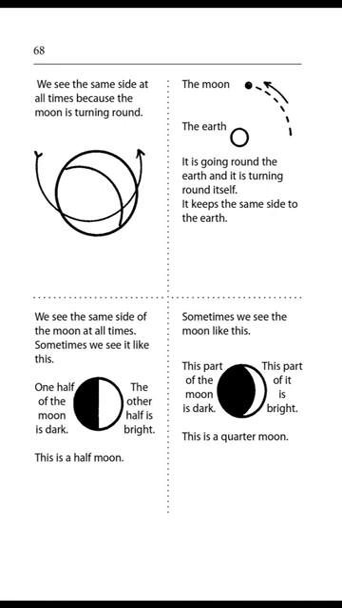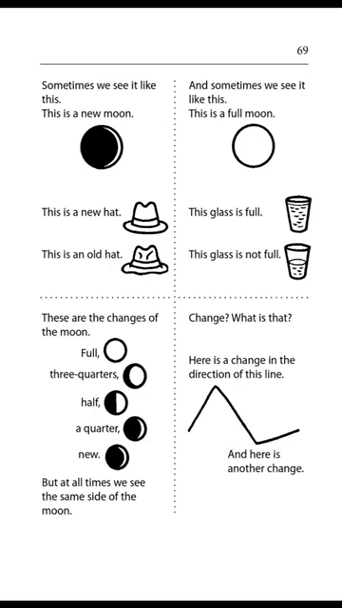Sometimes we see the moon like this. This part of the moon is dark. This part of it is bright. This is a quarter moon. Page 69. Sometimes we see it like this. This is a new moon.